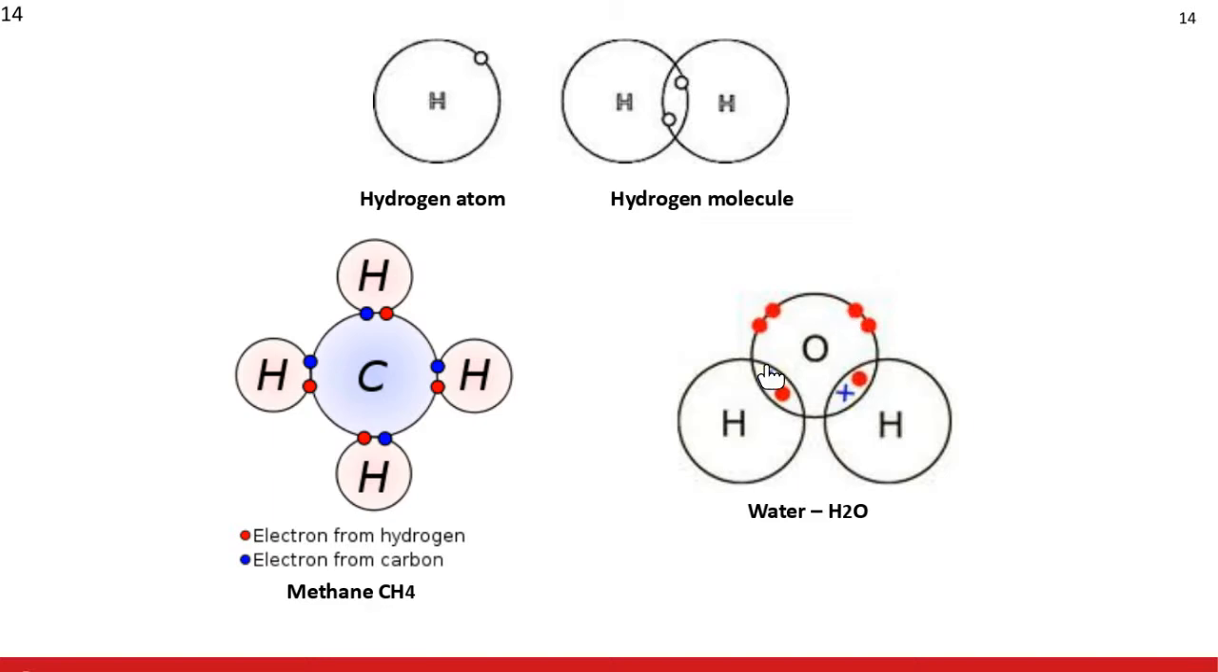Oxygen has 6 electrons in its valence shell. That's why with the formation of water, it'll pick up 2 hydrogens, and now it fulfills the octet rule.